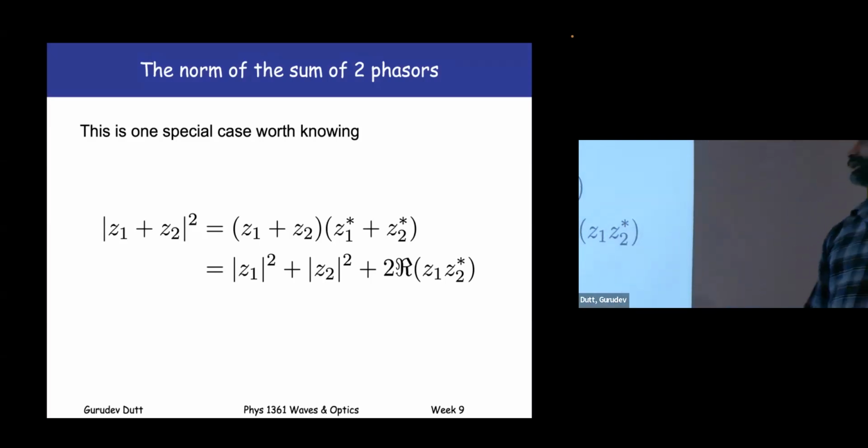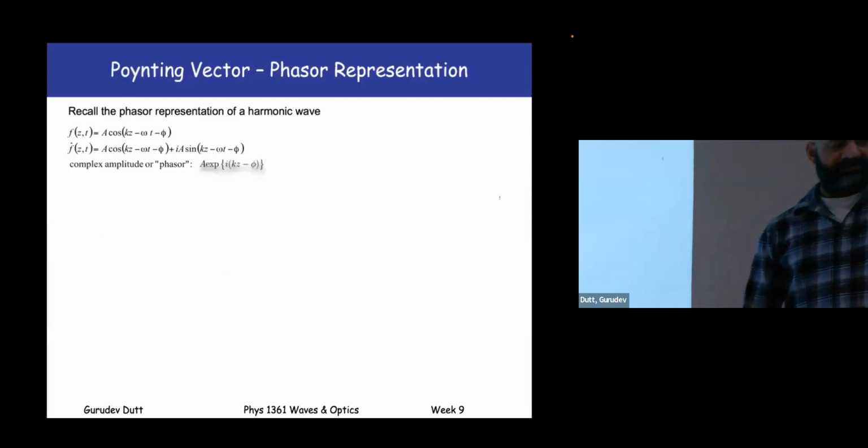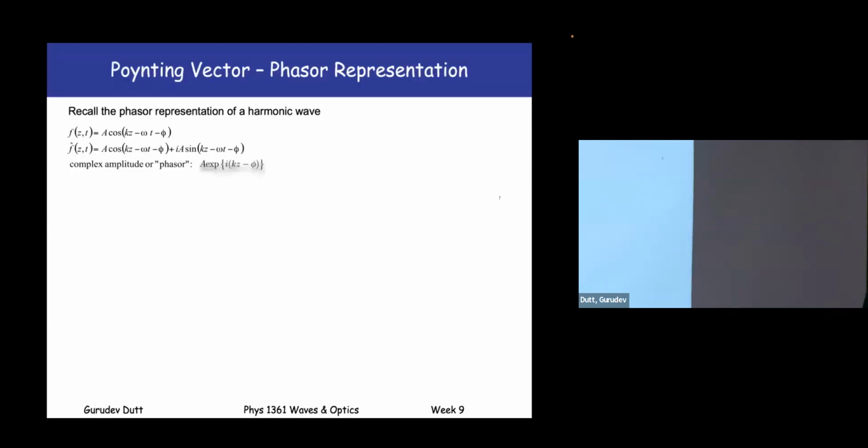Again, I'm going over the math fairly quickly. If you have any questions, please stop me. So I'm now going to show you that this can be used to find the phasor representation of the pointing vector.